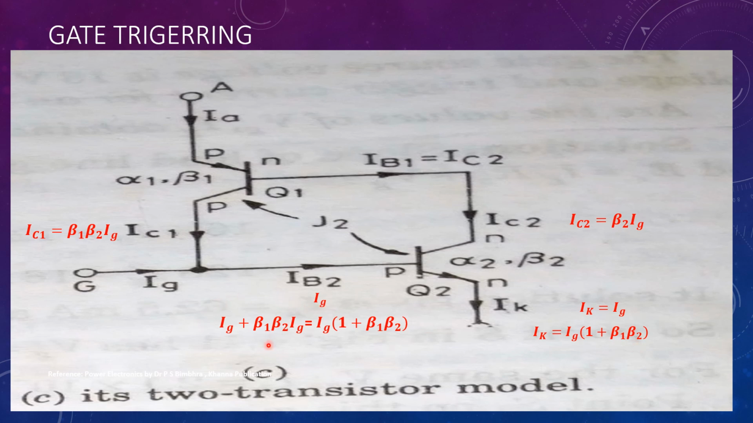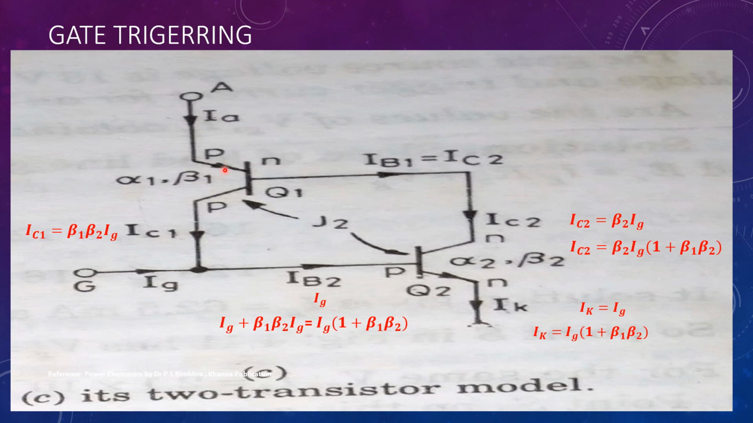Since there is a presence of gate current, there should be a new collector current. Therefore, the new value for collector current is given by beta 2 times the new value for base current. Therefore, IC2 is equal to beta 2 times IG into 1 plus beta 1 beta 2. The same collector current acts like the base current for Q1, and hence the value of IC1 will also increase. Since the value of IC1 will increase, the value of IA should also increase.